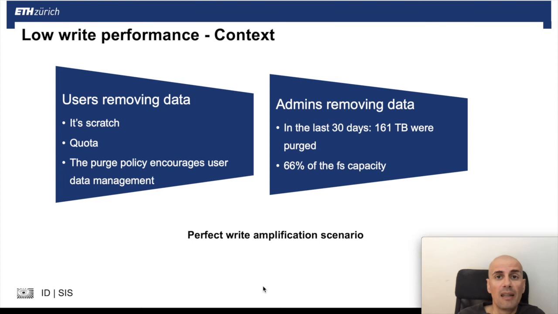That is a lot of LDiskFS blocks that have been removed from the file system, or the data blocks that have been marked as free. So all of this creates a perfect write amplification scenario. I don't think I will have the time to explain write amplification in this presentation, and I think there is extensive documentation about this on the web. But let's see what the consequences are for Lustre in this scenario.